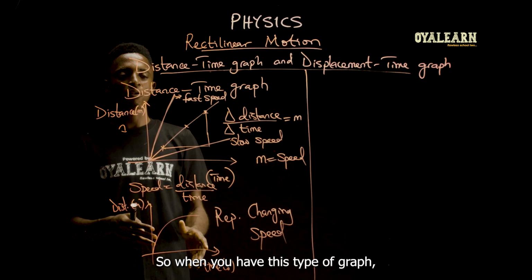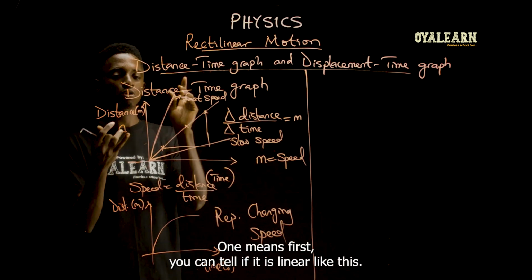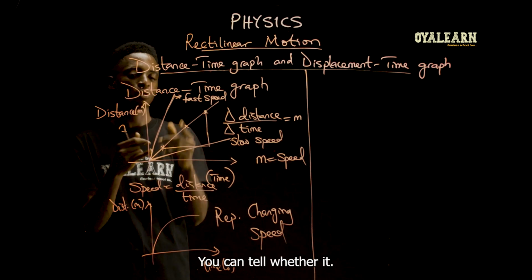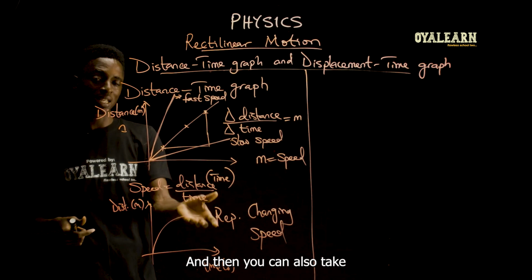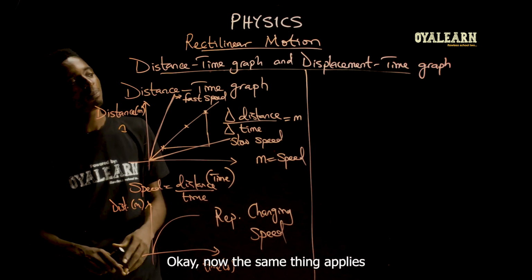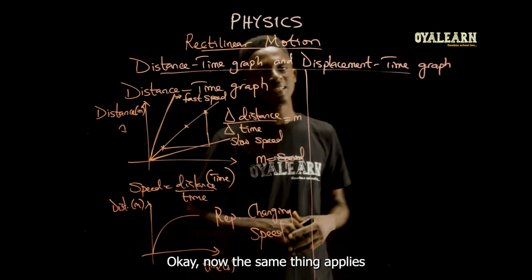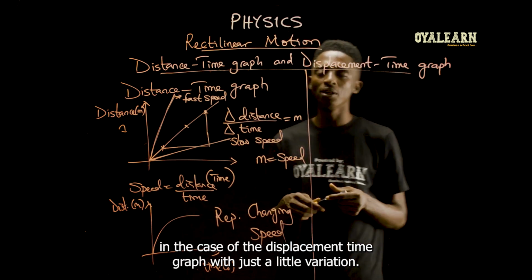So when you have this type of graph in your distance time graph, these are the things you can get from it. First, if it is linear like this, you can tell whether it is fast or slow, right? And then you can also tell if the speed is changing when you have a curved line like this. Okay? Now, the same thing applies in the case of the displacement time graph with just a little variation.